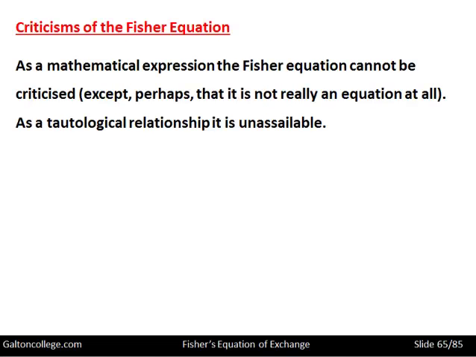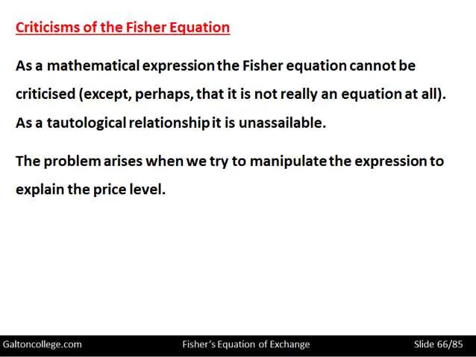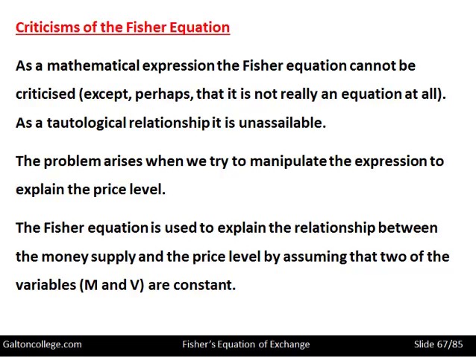So as a mathematical expression, the Fisher equation cannot be criticized, except perhaps that it's not really an equation at all. It's an identity. But as a tautological relationship, it's unassailable. The problem arises when we try to manipulate the expression to explain the price level. The Fisher equation is used to explain the relationship between the money supply and the price level by assuming that two of the variables, M and V, are constant. So it needs M and V to be constant, and we've seen the arguments that have been put forward in favour of M and V being a constant.